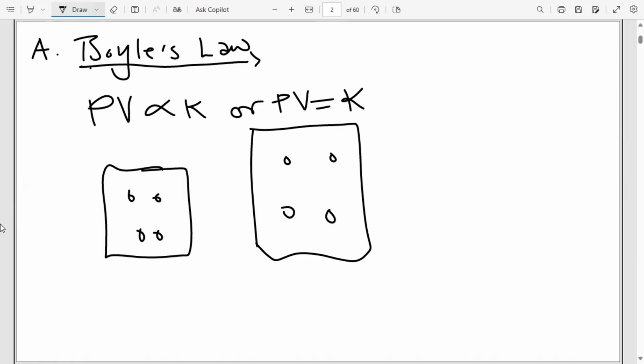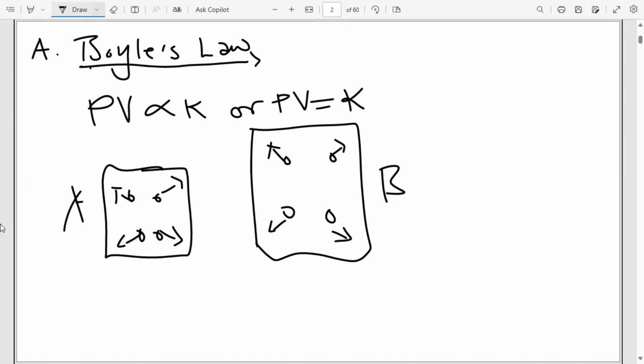So I've put four gas molecules in both of these two containers, and you're going to notice that in container B, the frequency at which the gas molecules are going to be hitting the surfaces of their surroundings is actually smaller than the frequency at which the gas molecules in container A are going to be hitting the surfaces of its container. And why is that happening?